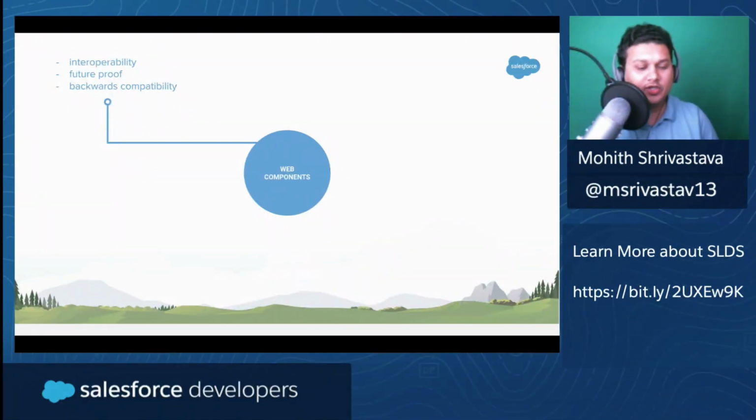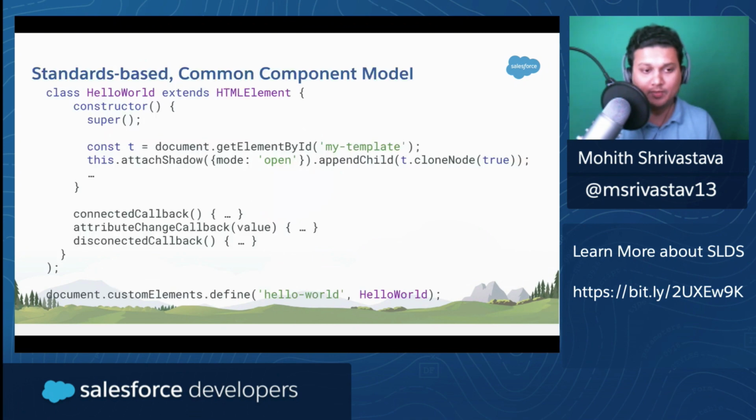So let's actually talk through a bit about web components in general, right? Web components have great interoperability. They are future-proof and they are backward compatible, right? That's why we choose web components in the first place. If you try to build something using web components, you will see that you will have to repeat the same code again and again.